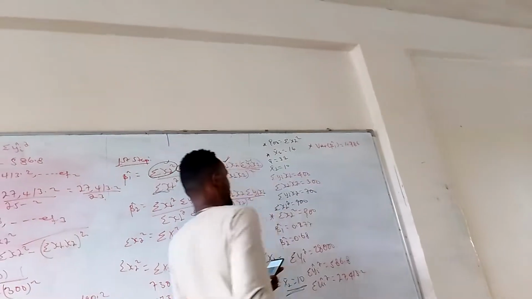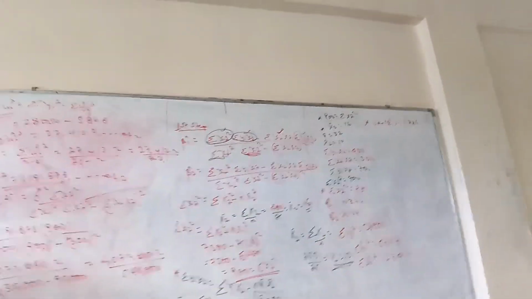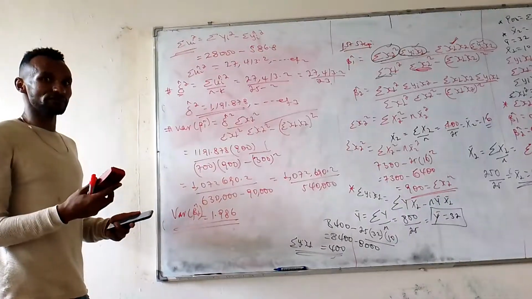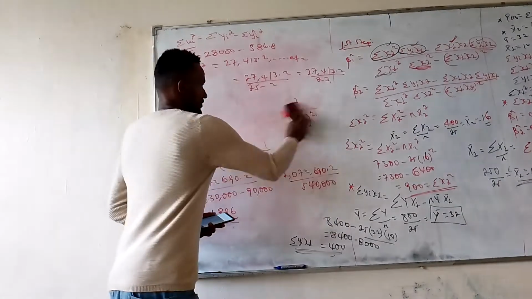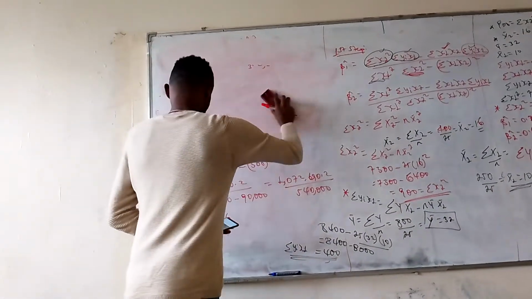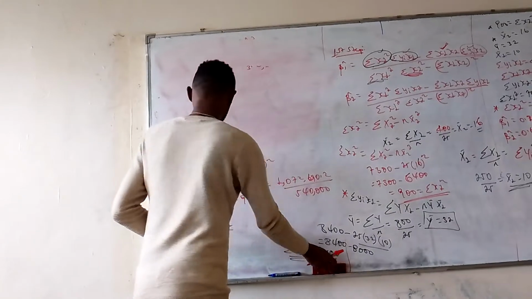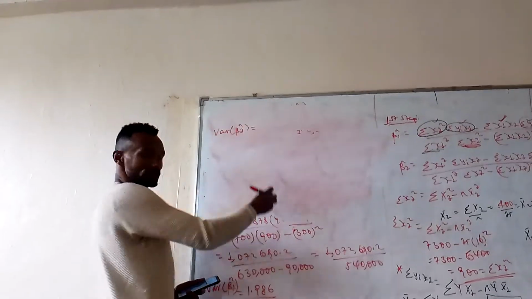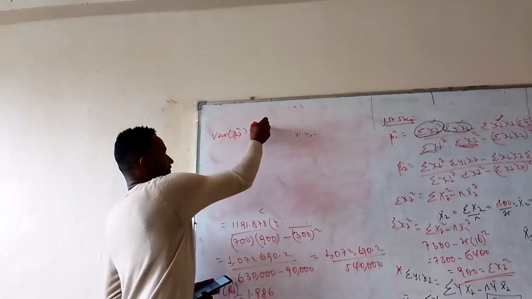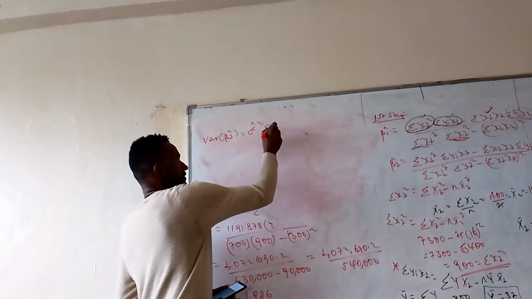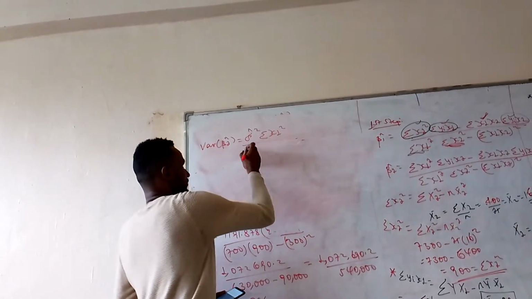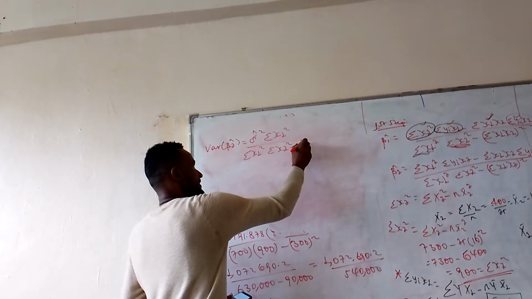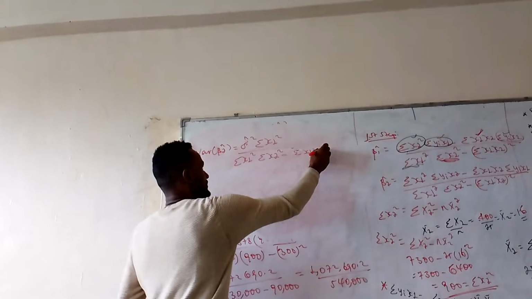1.986. Again, the second task is to compute the variance for the second parameter, beta 2. Variance of beta 2 hat is equal to sigma hat square times the summation of x1 the whole square divided by the summation of x1 square, the summation of x2 square, minus the summation of x1 x2 the whole square.